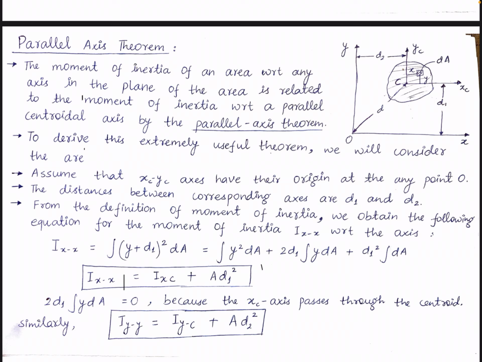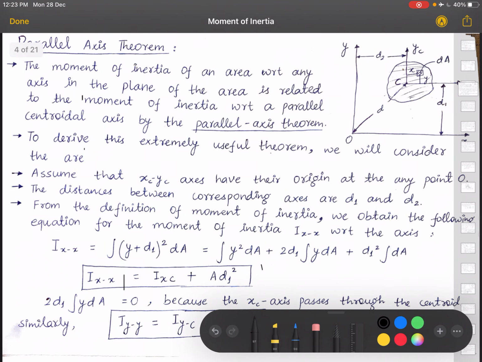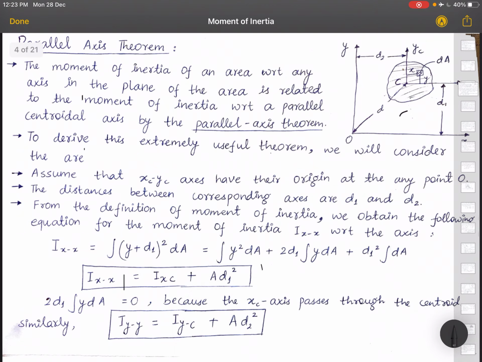To derive this extremely useful theorem, we will consider the area. So this is the derivation part. This is our dA. This is the y-axis, this is the x-axis. The centroidal distance is d1 from the x-axis and d2 from the y-axis, and d is the distance from the origin.